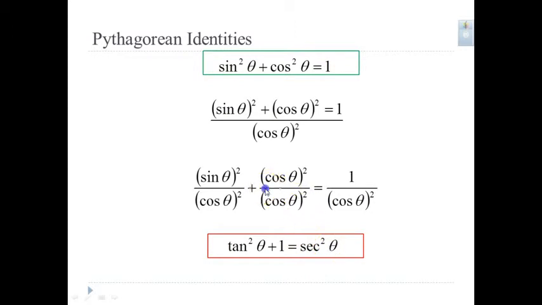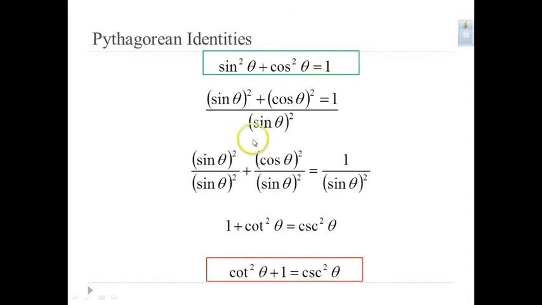We can do the same thing by dividing by sine instead. So if we divide by sine, the first piece turns into 1. Cosine over sine is cotangent, and 1 over sine is cosecant.